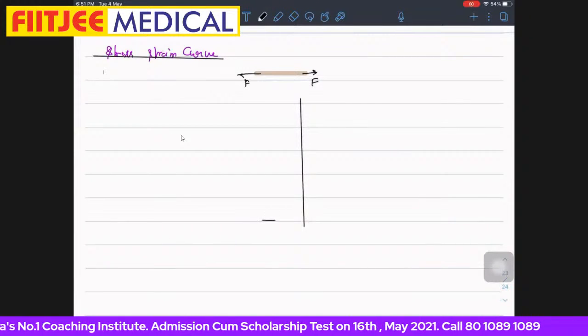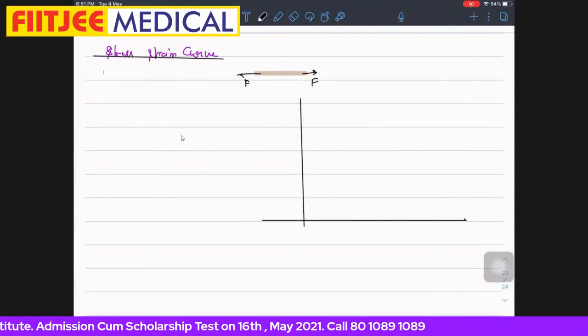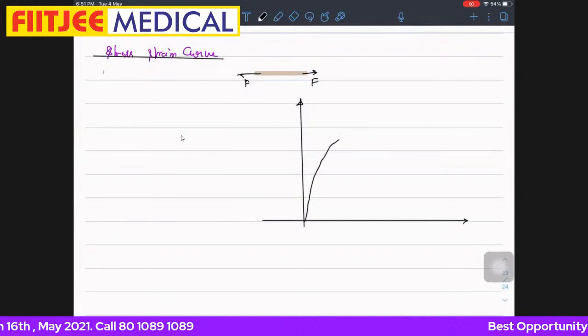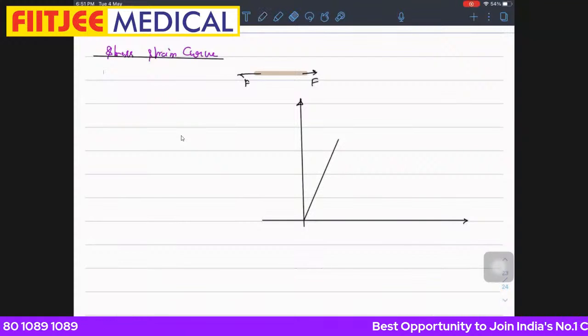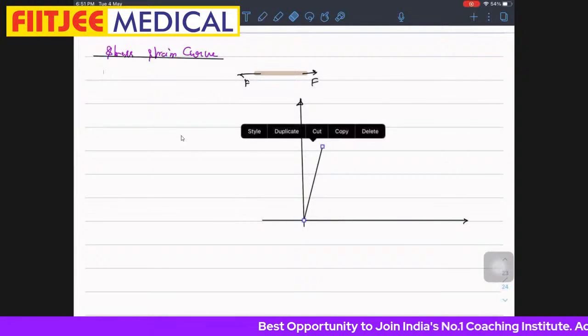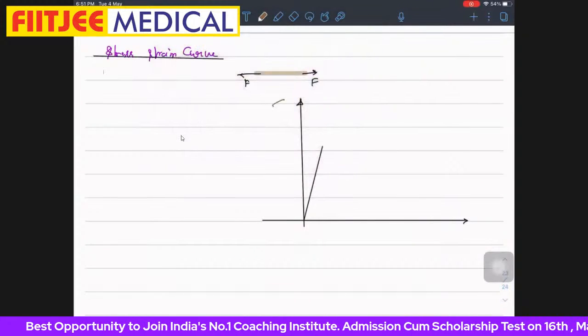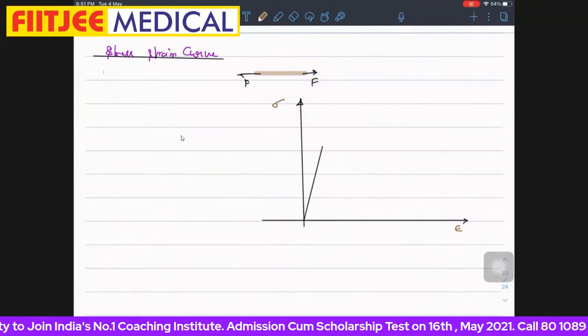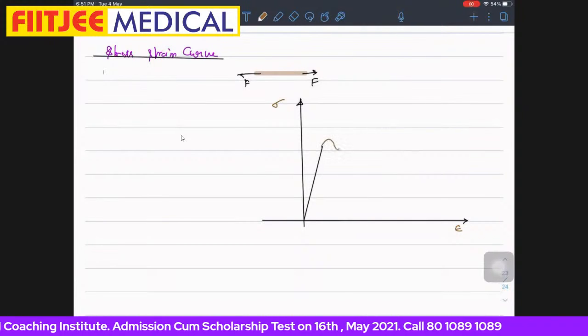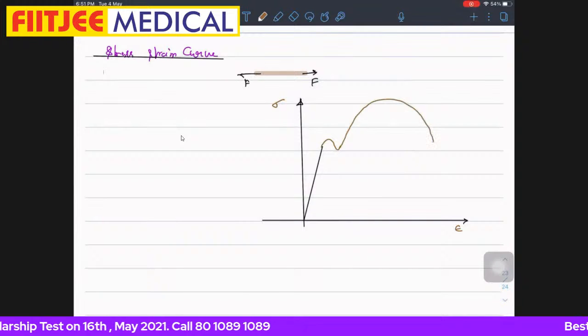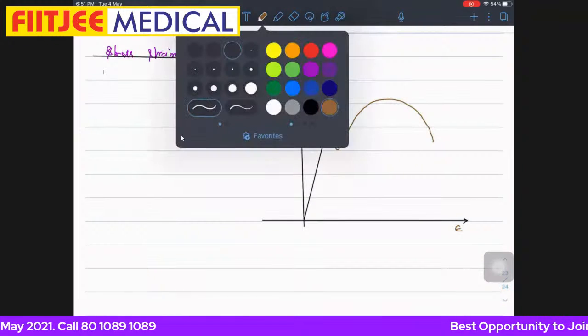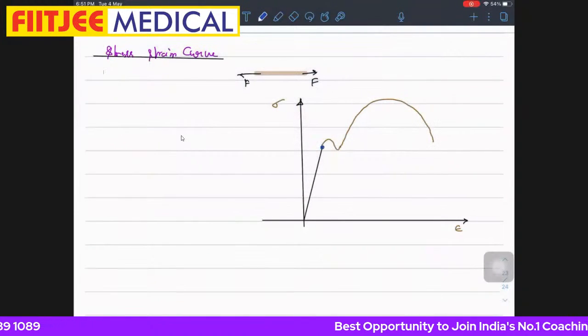So the graph I am drawing here is related to an elastic material. First, for the time being, it will remain straight for very small deflection. Here is stress, here is strain. And then it will go in this manner and finally this. Here this point is called the proportional limit.